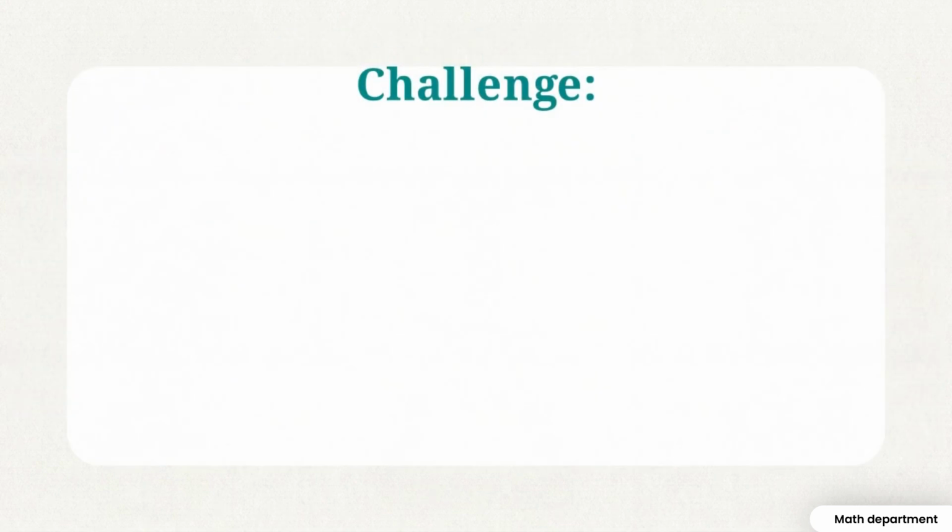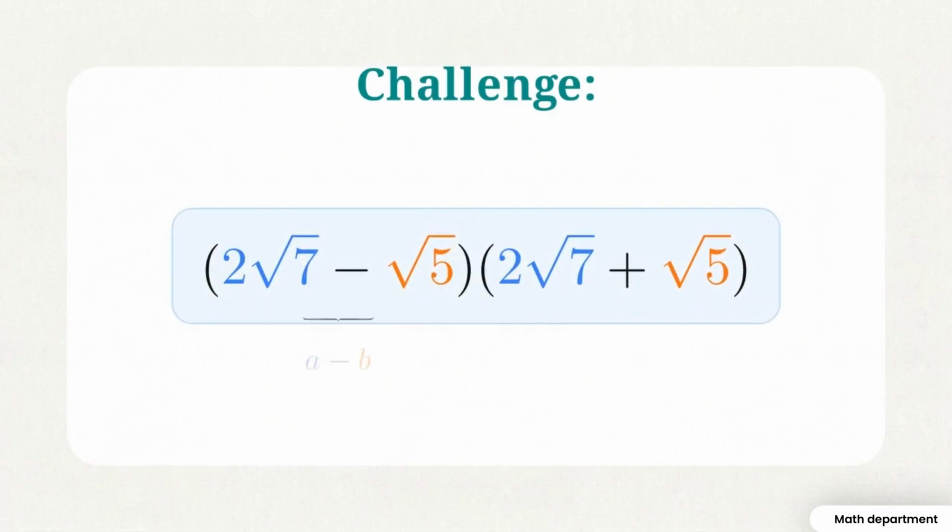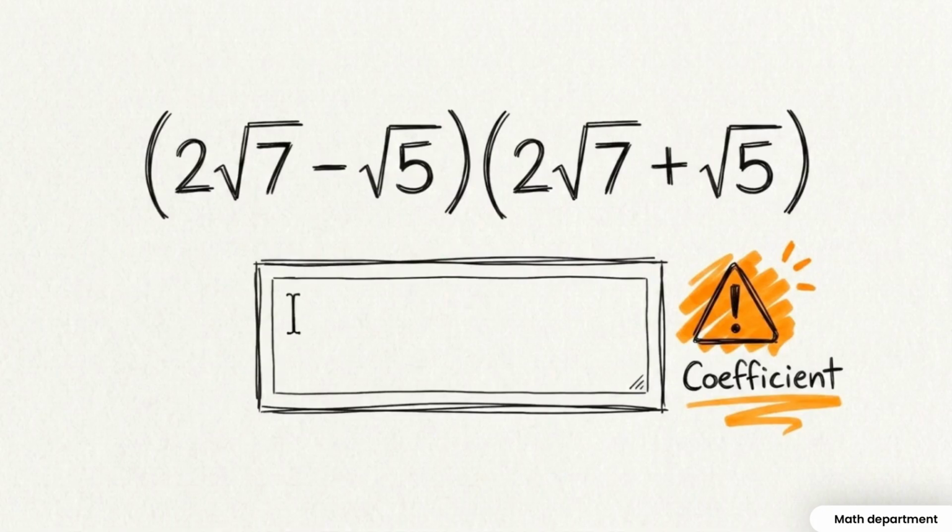Now it's your turn. Try simplifying this binomial expansion. 2 root 7 minus root 5 multiplied by 2 root 7 plus root 5. Work out the steps, watch out for the coefficient trap, and drop your final answer in the comments below.